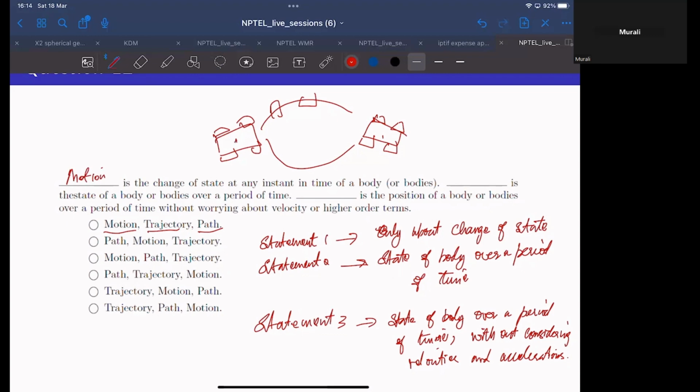And regarding statement 2, it says the state of body over a period of time. So we'll have an initial condition. We'll also have a desired final position, and we'll also have to satisfy our desired trajectory. Trajectory would be defined in terms of velocity with respect to time and acceleration with respect to time. The second statement states the state of body or bodies over a period of time, so the trajectory comes into play, the time derivative of the position, which is velocity, and its derivative, acceleration. At every instant of time, we need to know the trajectory of the body. So the correct choice is trajectory.